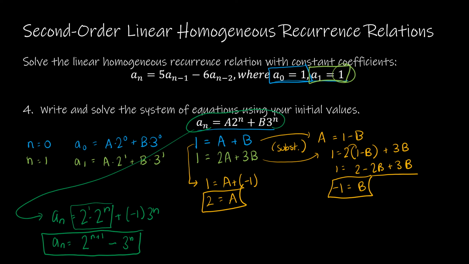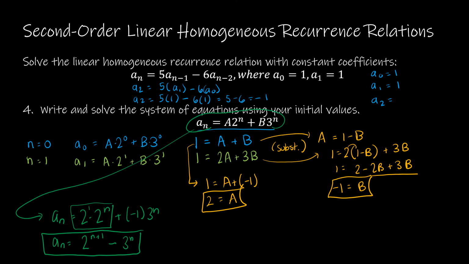Now, of course, you might not take my word for it. You might say, I don't believe you. So let's try a practice. We already know a sub 0 is 1 and a sub 1 is 1. So let's find a2 and then also try a2 down here. To do a2, we're going to take 5 times a1 minus 6 times a0. Well, a1 is 1, so that's 5 times 1, and a0 is 1, so that's 6 times 1, so 5 minus 6, which is negative 1.